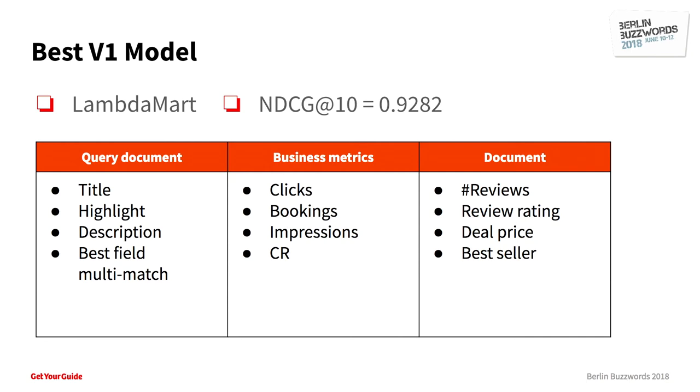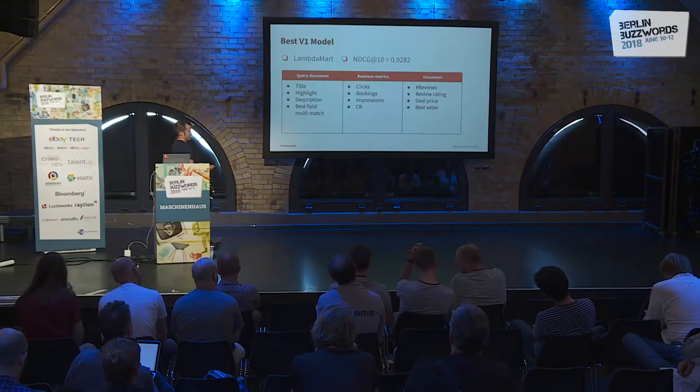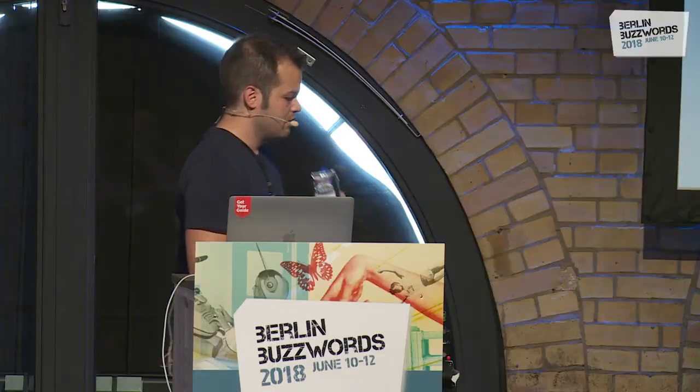And we analyzed the features that the model included. It makes total sense for our business. We have query-document features like title, highlights, description, best fields multi-match, which cover our items well. We have business metrics like clicks, books, impressions, CR, which cover our conversion funnel. And we have document features like number of reviews, review rating, deal price, bestseller, which are features that we believe are good for a customer to make a decision.